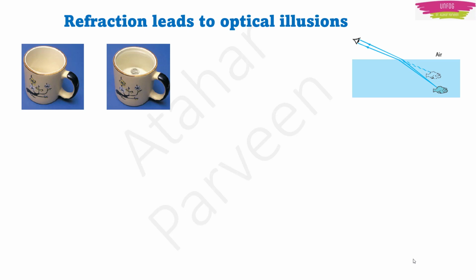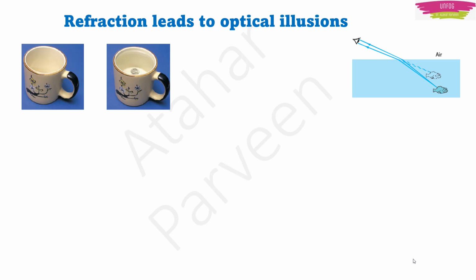Now this refraction also leads to optical illusions. For example, if there is a coin in a cup and you fill it with water, only from one particular angle can you see that coin. Another example is when there is a fish in the water: you see the fish's position differently. The actual position is different. So this is also happening because of refraction. This is an optical illusion.